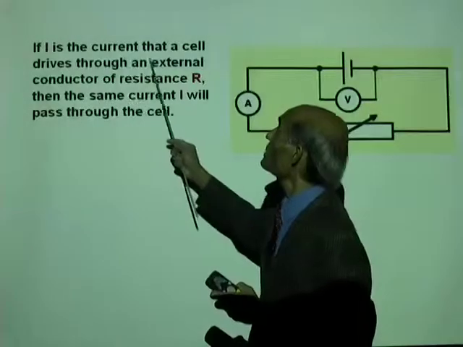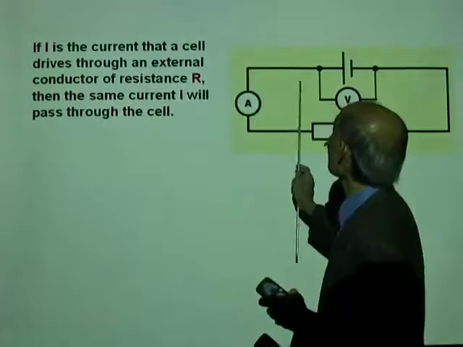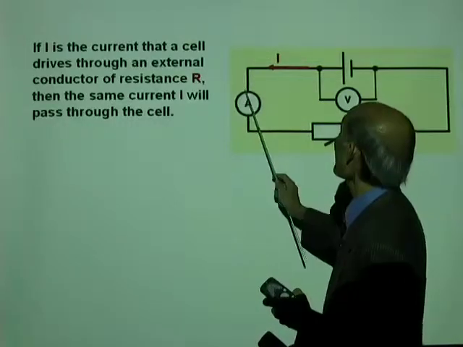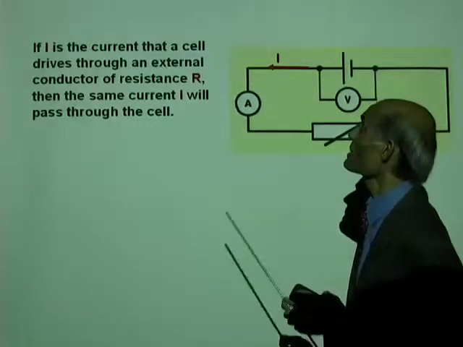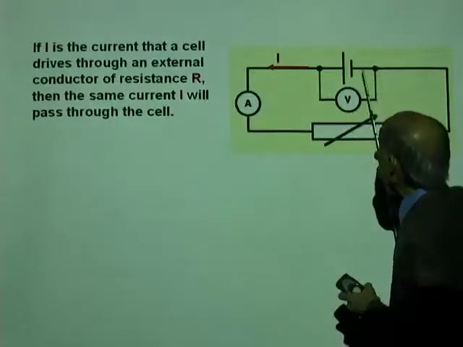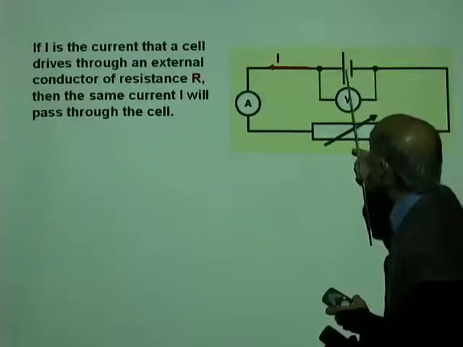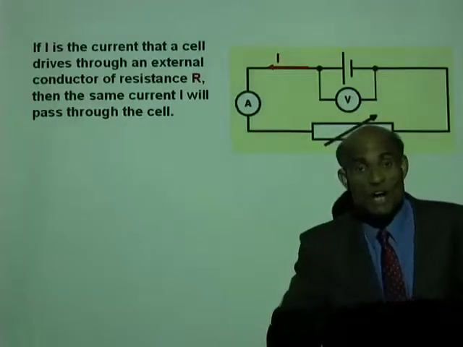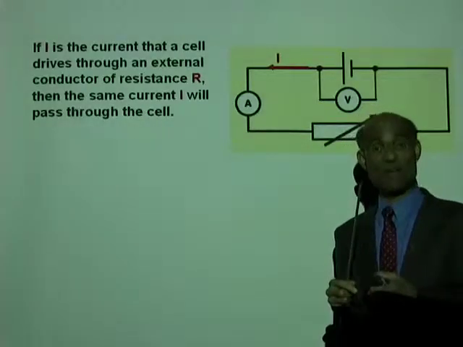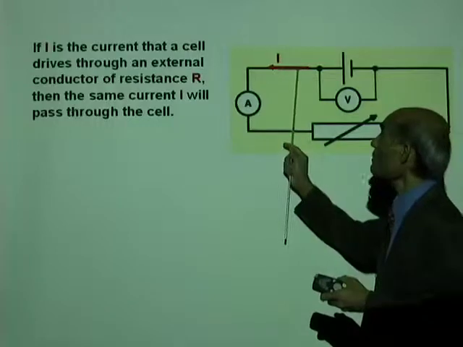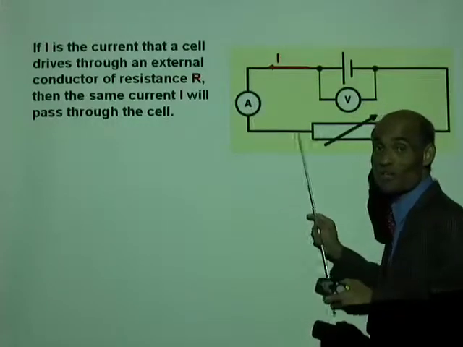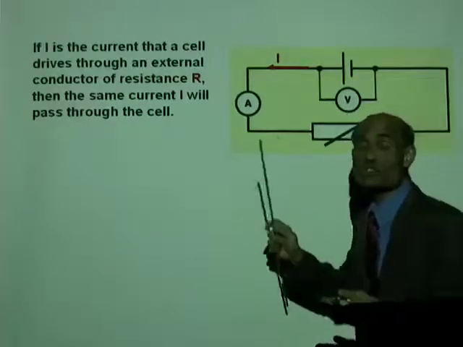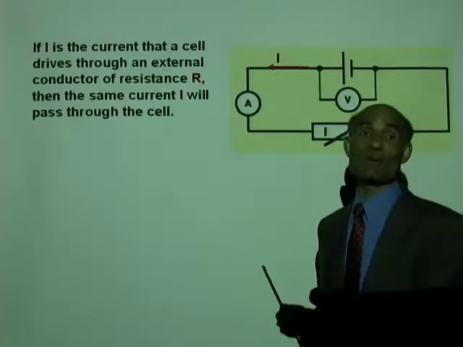If I is the current that a cell drives through the external resistance, so this is the current I that goes through the external resistance, then the same current I will pass through internally through the cell as well. Is that right? If a current I passes through the external resistor, the same current will have to pass internally through the cell also.